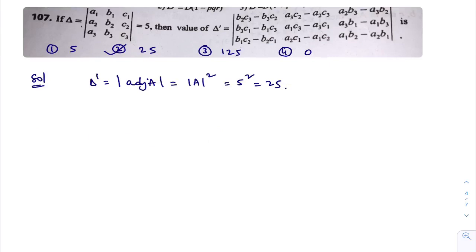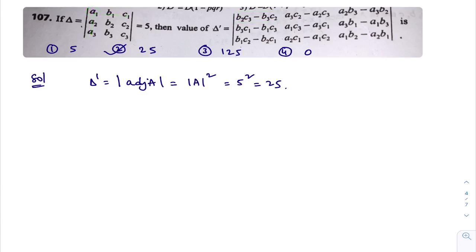I hope you understand this. Now observe question number 107. They have given delta equal to 5. Delta dash is something given here to confuse you, written like this. Actually, it is very easy. See, B2C3 minus B3C1 is the cofactor of A1. What is the cofactor of A1? Minus 1 whole power i plus j into the minor of this element.